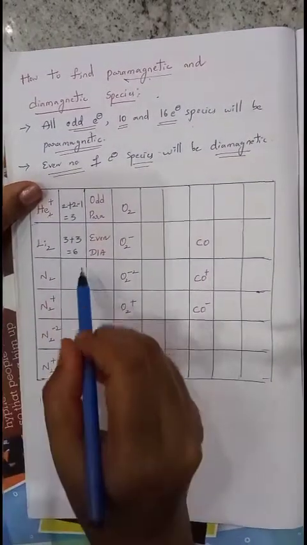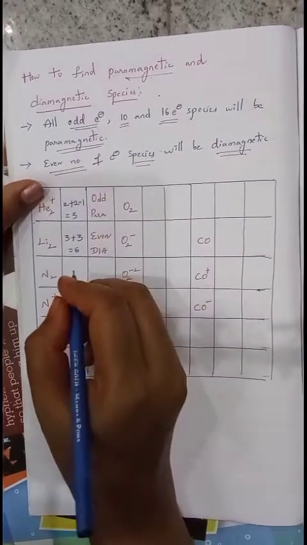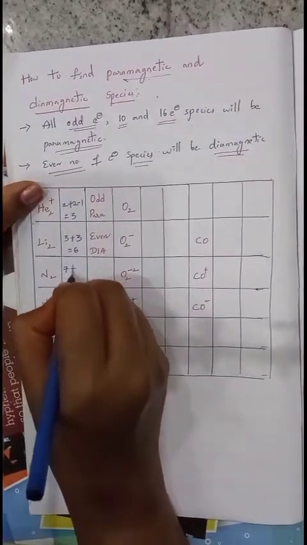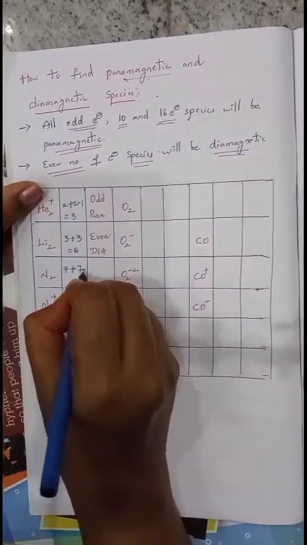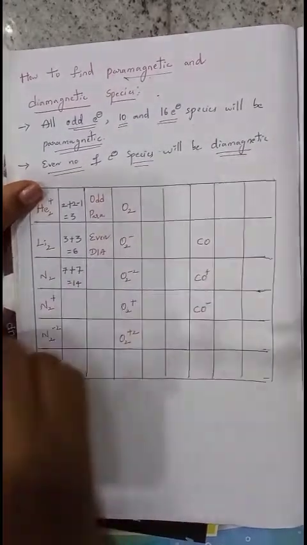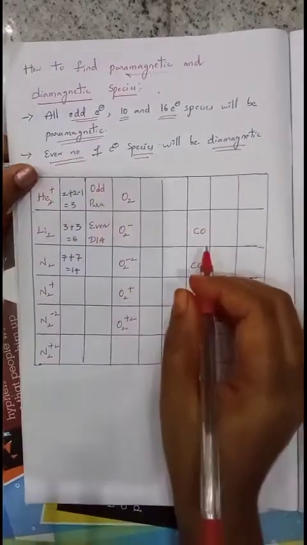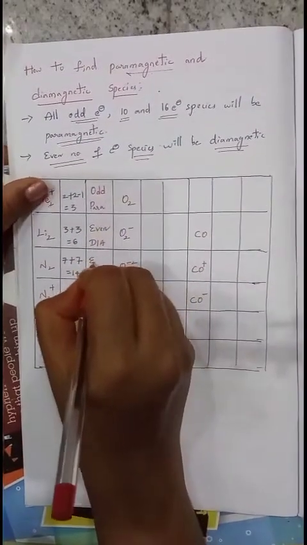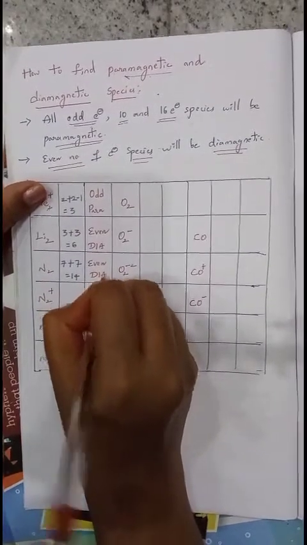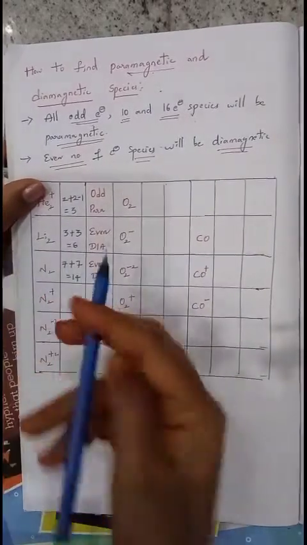Next one, N2, nitrogen molecule. Nitrogen atomic number is 7. And one more nitrogen is there, right? 7 plus 7, 14 electrons. 14 is an even number. And that molecule, or the species, is diamagnetic in nature.